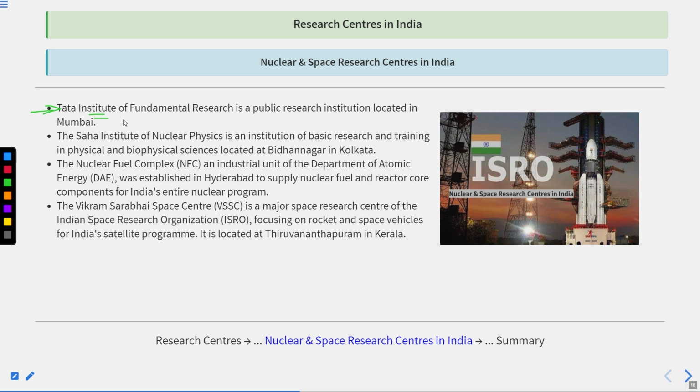Saha Institute of Nuclear Physics, Institution of Basic Research and Training in Physical and Biophysical Sciences at Bidhan Nagar, Kolkata. Nuclear Fuel Complex, Industrial Unit of Department of Atomic Energy, established in Hyderabad to supply nuclear fuel and reactor core components for India's entire nuclear program. Vikram Sarabhai Space Center, major space research center of the Indian Space Research Organization, ISRO, focusing on rocket and space vehicles for India's satellite program, located at Thiruvananthapuram in Kerala.